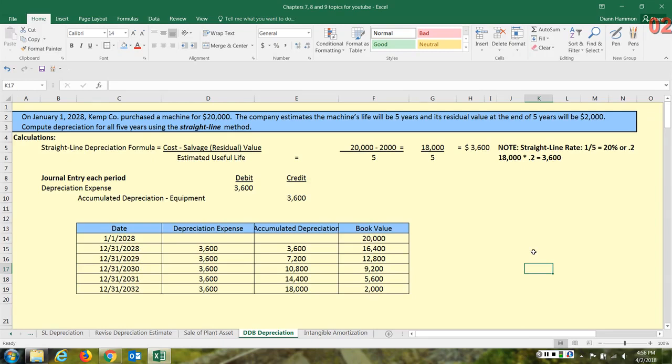In this video I'm going to be discussing the double declining balance method of depreciation. But first, I want to review a little bit on the straight line method.